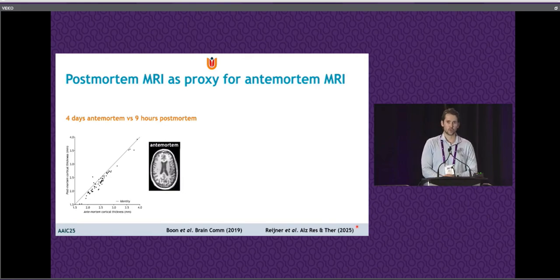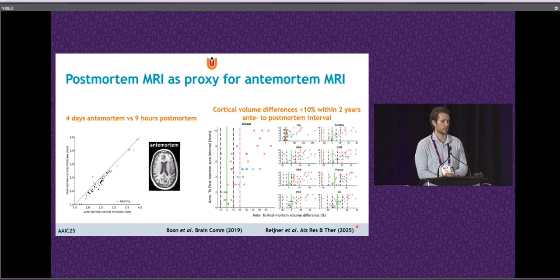So just to talk a little bit about the use of post-mortem MRI as proxy for antemortem MRI, we have this very interesting case, a PSEN1 mutation carrier, who donated his brain. It's a case study published in Biomarkers, which I would invite you all to read. But we did a 4 days antemortem scan and 9 hours post-mortem scan. And what we see is mainly ventricular change. We think that this is due to lower pressure of the CSF. But these are all linear changes, so it's very easy to correct for.